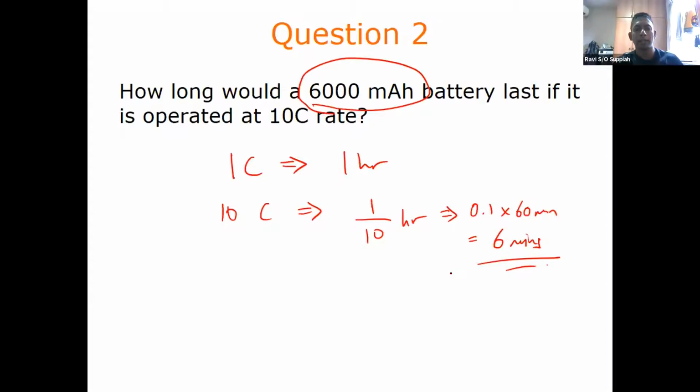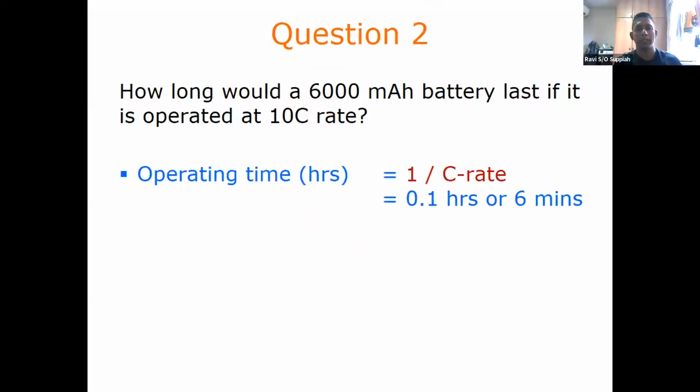Okay, so even if I change this to 10,000 milliampere hour, it would have still been the same answer. Correct? Because if it is 10,000 milliampere hour, in one C rate I would have used up 10,000 milliampere. But if I operate at 10 C, it can only last for 6 minutes also. Correct? Because it is based on the time, 1/10 of the 1 hour. So regardless of the battery capacity, the C rate will determine how long the battery can last.